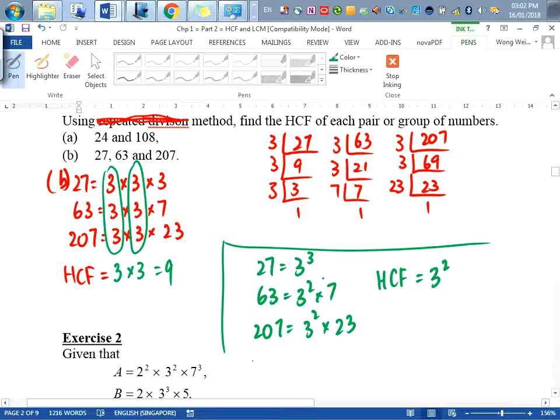Sometimes the powers are very big. For example, if you end up with a power of 8, are you going to write 3 times 3 times 3 times 3 times 3, and then you group it up? No need. Eventually, you are expected to identify the common group over here, which is 3 squared. Everything else is different, okay?